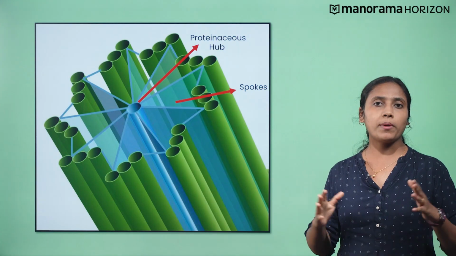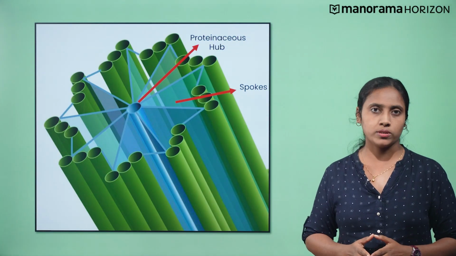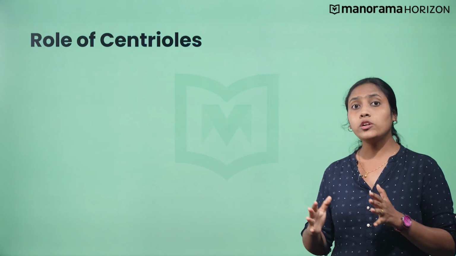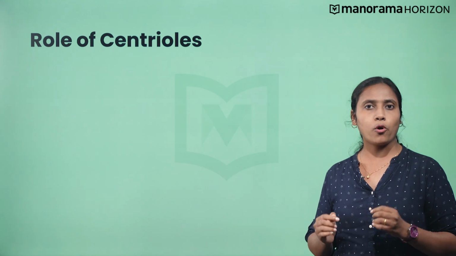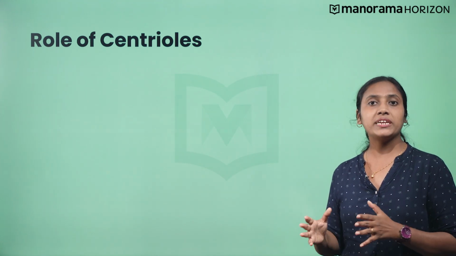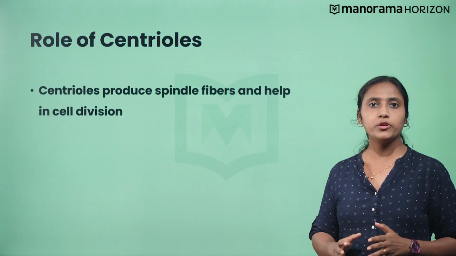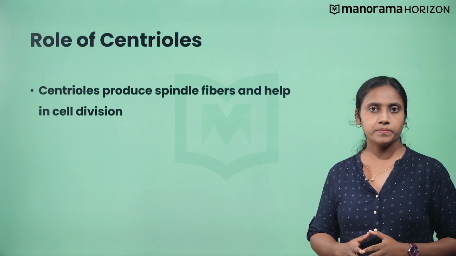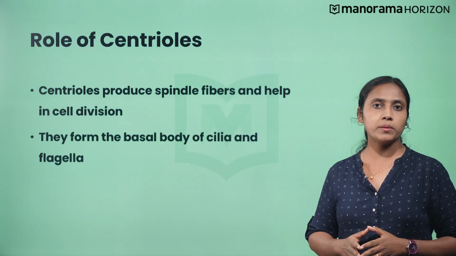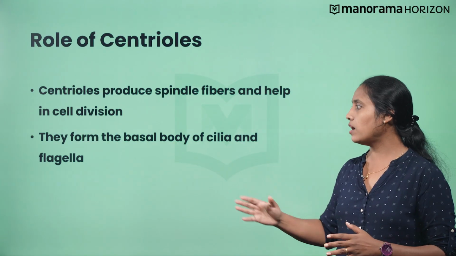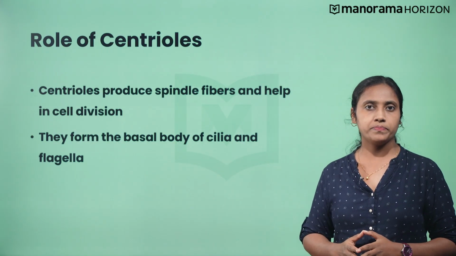This was all about the structure of centrioles. So, what role do they play in our body? As mentioned earlier, they help in cell division by producing spindle fibers. They also form the basal body of cilia and flagella.